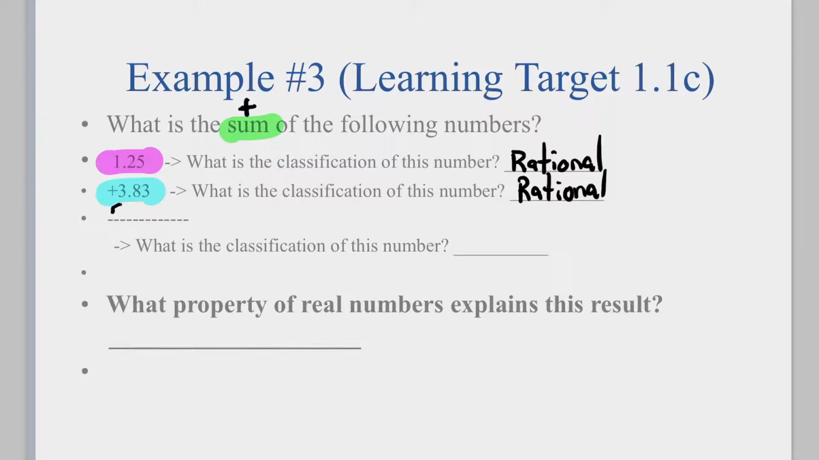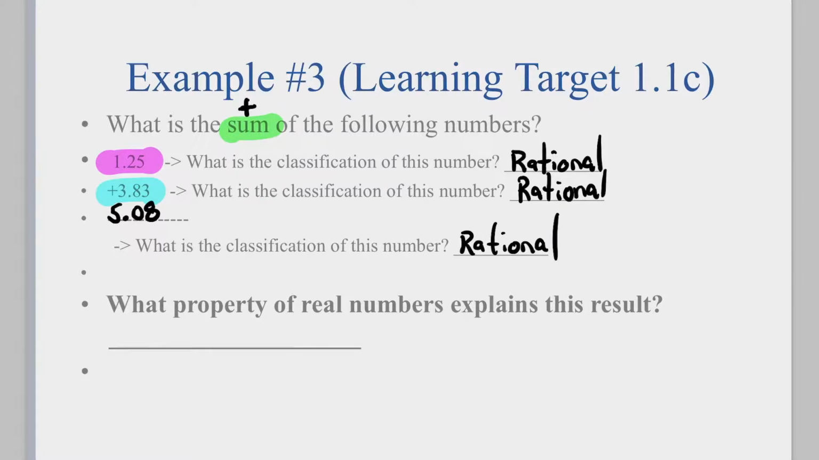And so adding these together, we end up with 5.08. And so the classification of 5.08, correct, is a rational number using the same logic that we had before. It is a decimal, meaning that it could be either rational or irrational. 0.08 terminates. Therefore, we have a rational number.